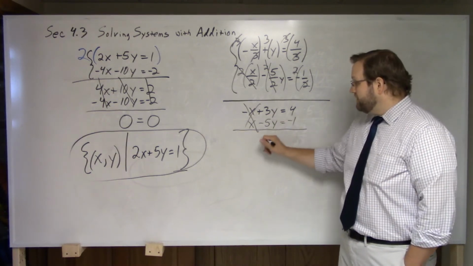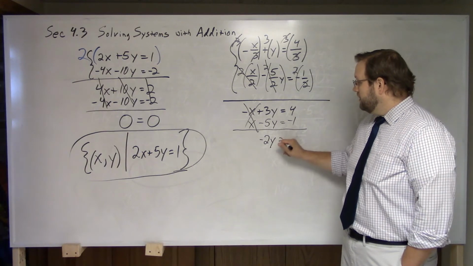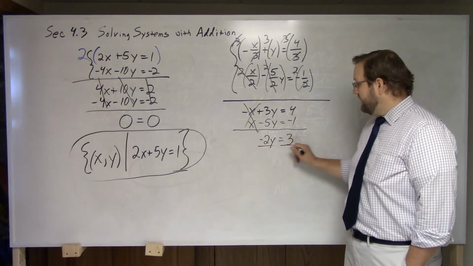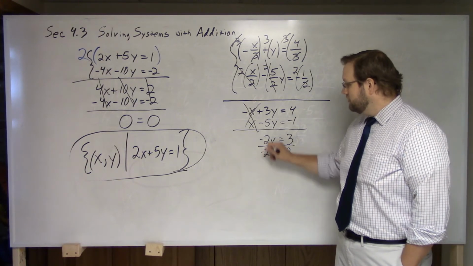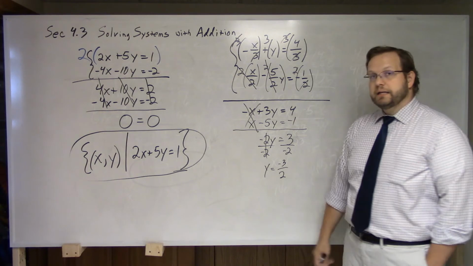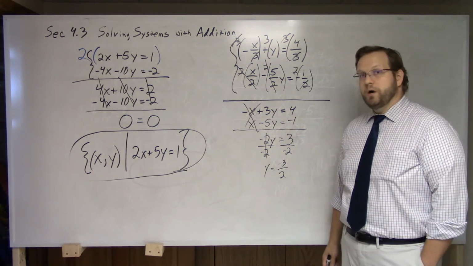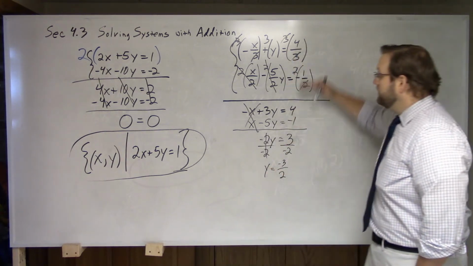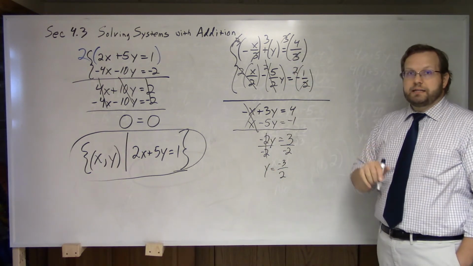So 3 minus 5 is negative 2y. 4 minus 1 is a 3. I'm going to divide by negative 2. And I get a negative 3 over 2 for my y. Now I still need to plug back in and get the x. You can plug in any of these equations to get that x.